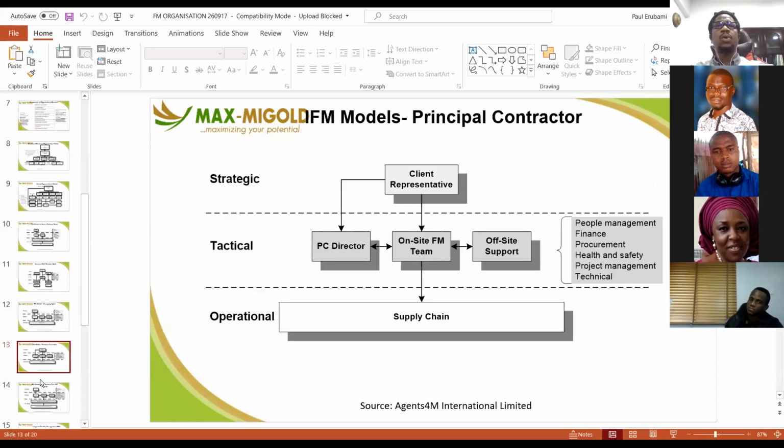The next model is what we call the principal contractor. The principal contractor is the second integrated facility management model. The client holds on to strategic management, but allows the principal contractor to run the show. All their site managers are this contractor's staff. They have everything in the hands of the principal contractor. The principal contractor is now the one that is required to have contracts with the supply chain.